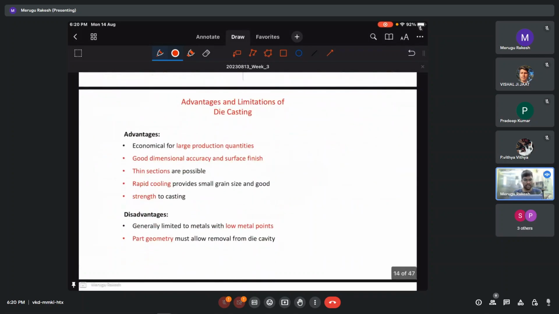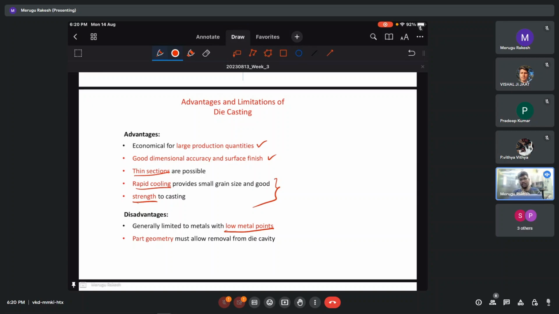Then let us see the advantages. Large production quantities, good dimensional accuracy, and then thin sections and rapid cooling, so finer grain and high strength. Okay, these two are connected. Then the disadvantage is that we work only with low melting point metals. Then part geometry should be simple so that it can be removed from the cavity. Okay, so that is the main advantage and disadvantage of this die casting.